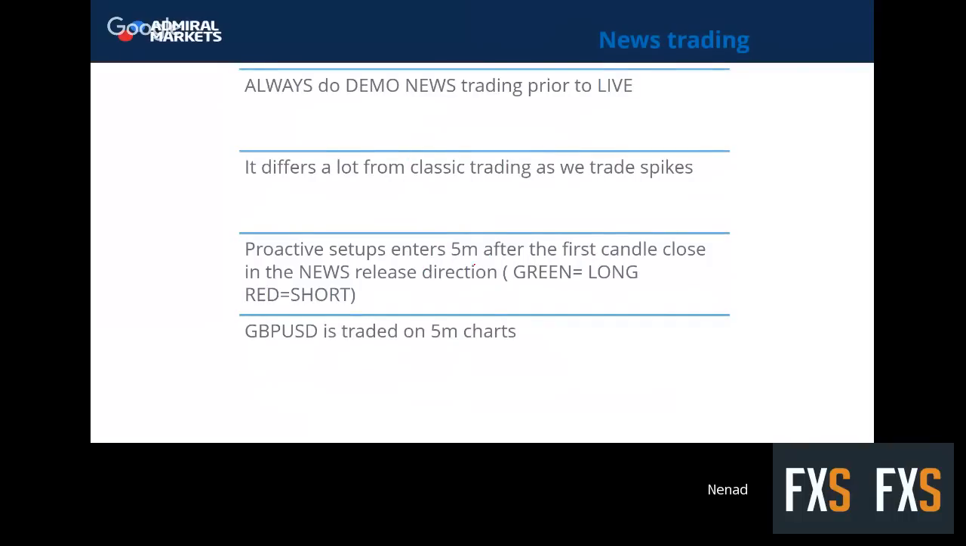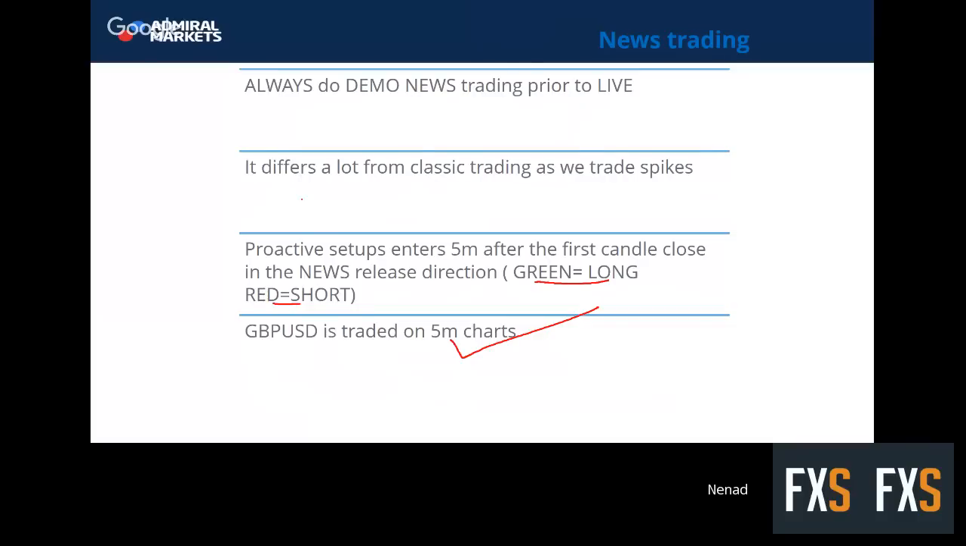Proactive setups enter 5 minutes after the first candle close in the news release direction, green or red. That is why you use hourly pivot points, because you trade it on 5-minute charts. When you use 5-minute charts for your entries, you stick to hourly pivot points. Daily pivot points are for intraday trading. Hourly pivot points are for scalping. News trading is a form of scalping. I said it in the beginning, and this is how you can scalp with it.